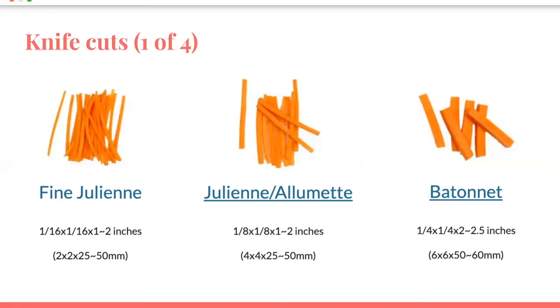Next cut is the bâtonnet. Bâtonnet is a thick matchstick knife cut. The precise dimensions are 1/4 inch by 1/4 inch and roughly 2 to 2.5 inches long. Bâtonnet cuts are perfect for carrot sticks, roasted vegetables, and French fries too. They are also a good jumping off point for smaller cuts like julienne, brunoise, or medium to small dice.